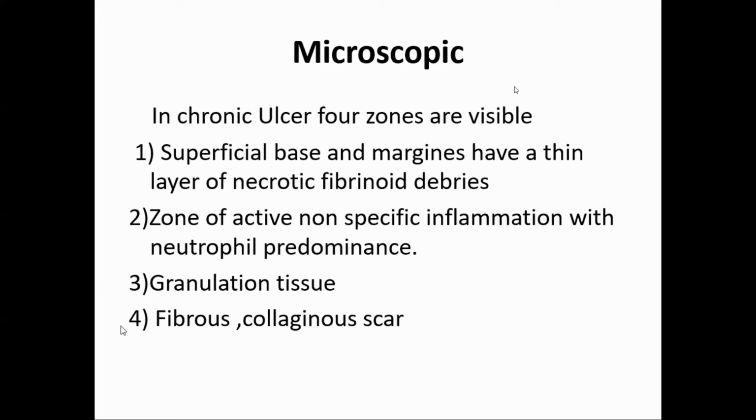I have talked to you about acute and chronic inflammation. Features of chronic inflammation, I told you, include healing. Side by side, there is inflammation as well as healing. So there will be healing of big necrotic tissues by granulation tissue. So in this ulcer, there is superficial necrotic debris, below is inflammation. Then there are features of healing, that is granulation tissue and this fibrous or collagenous scar. So these are the 4 layers of the ulcer under the microscope.